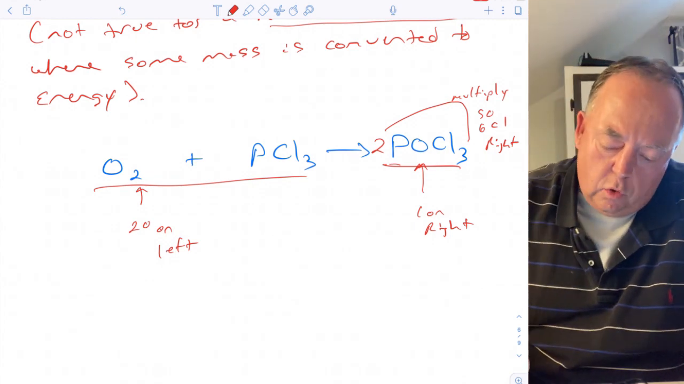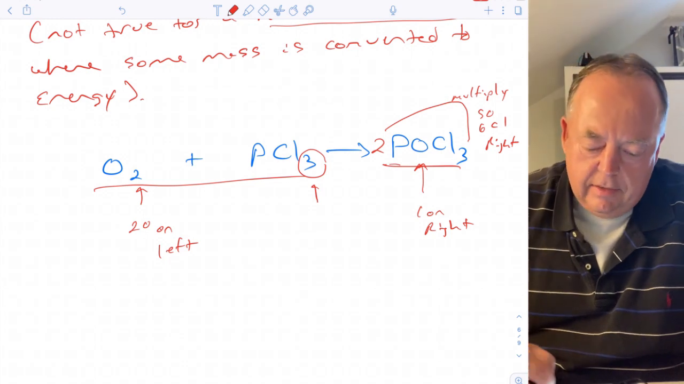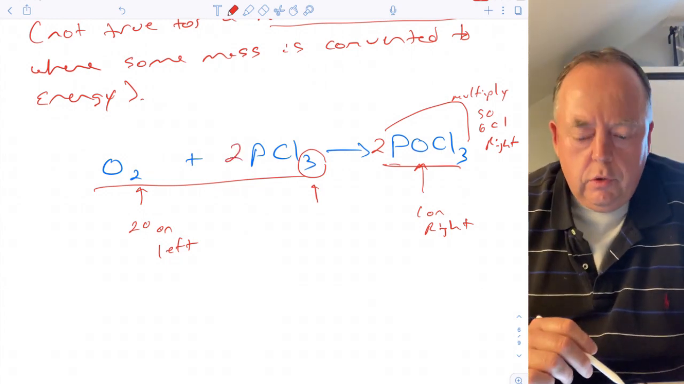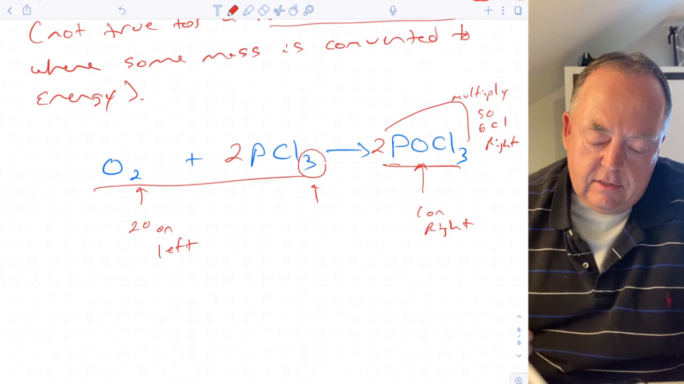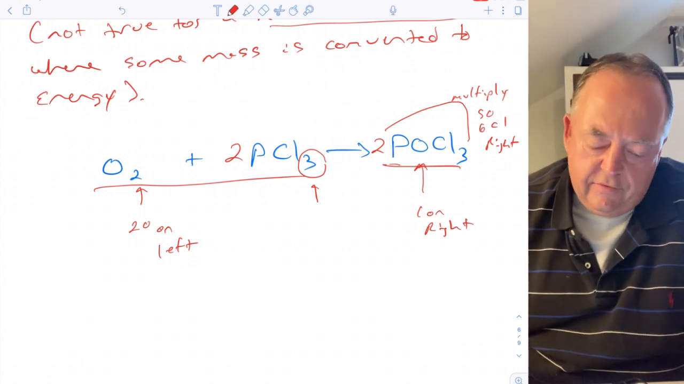So how can you get 6 chlorines on the left? You can't change that number, right? That number has to stay the same. So what you would do is you would put a 2 here in front of the chemical compound. So now you have 6 chlorines and now you have 2 phosphorus. So now everything is balanced, right?